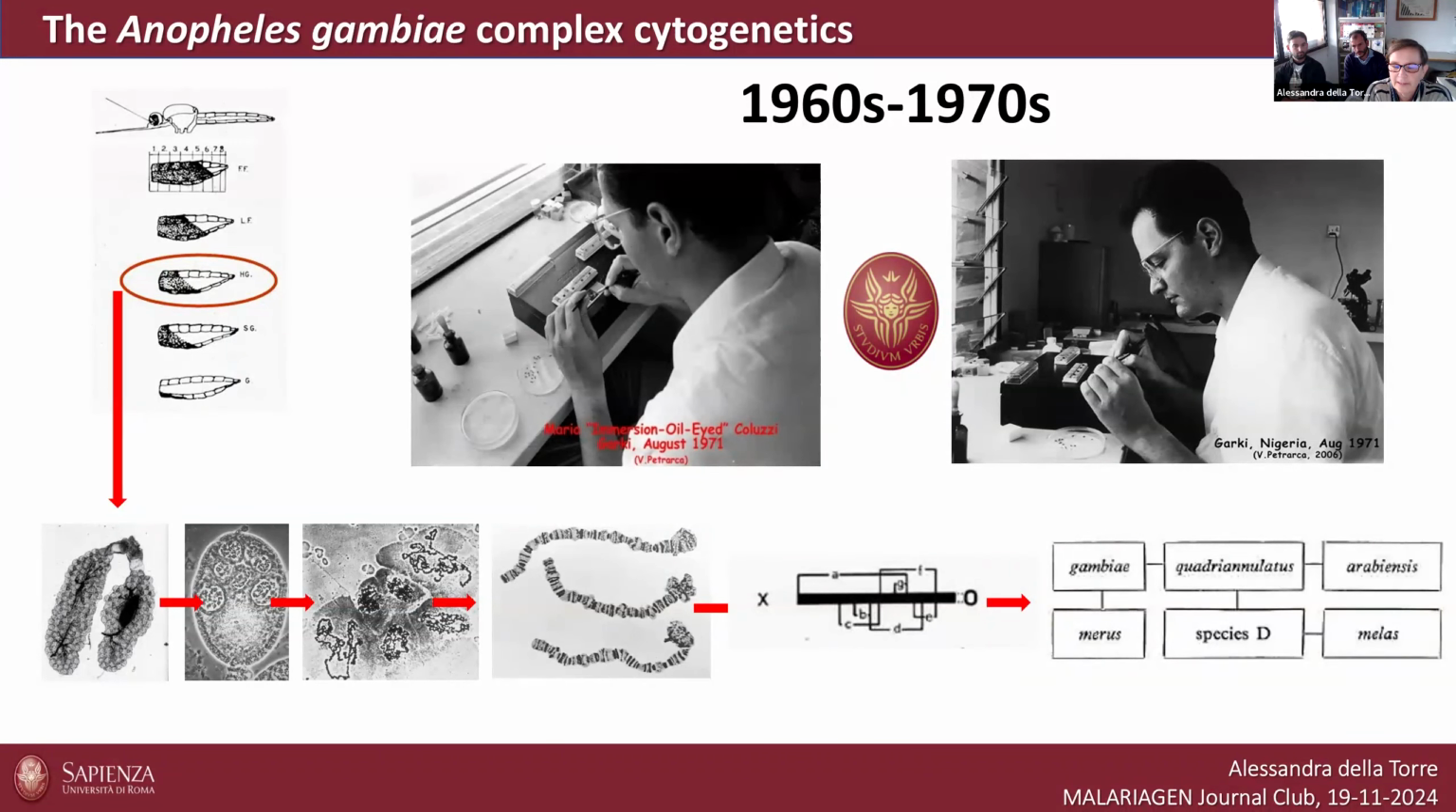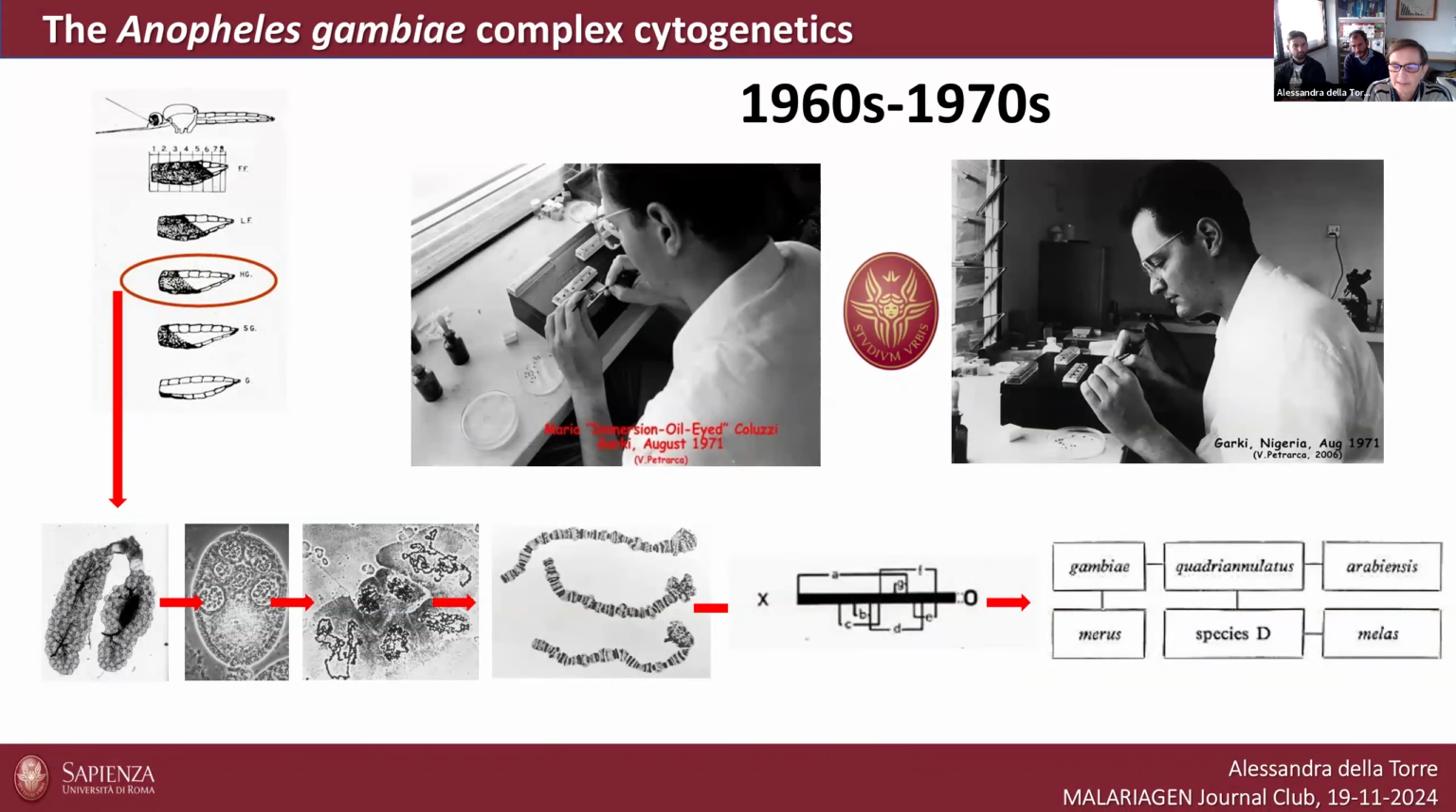And about 20 years later, with the development of molecular biology and genetics, a very important tool became available. This was produced by the group of Frank Collins, and I'll take here just a second to speak about Frank, who died two days ago. And I think he was a great scientist and gave a very big contribution to this and many other fields in malaria epidemiology and entomology.